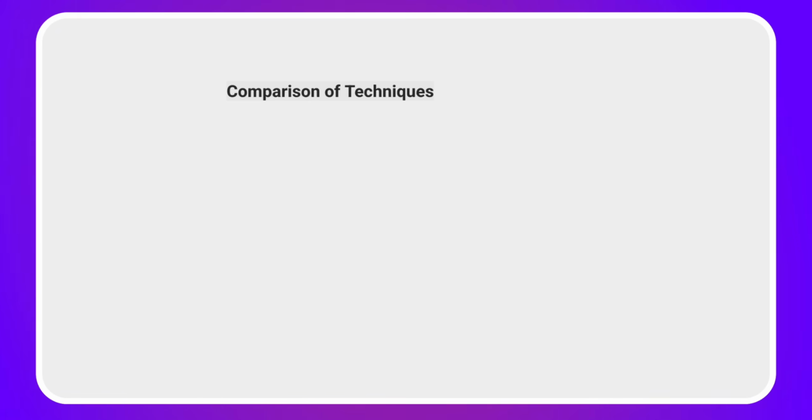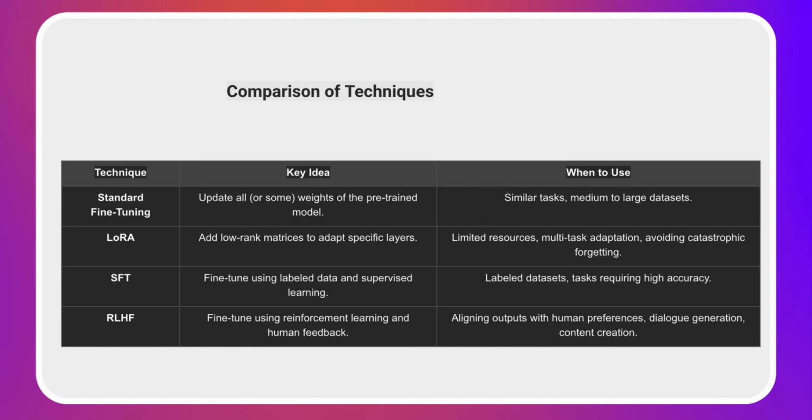Let's now look at the comparison of techniques. Now, this is just an overview, and you don't have to memorize this. You can always look at this so that you have some ideas on the techniques versus key ideas and when to use them. Just an overview of what we've just looked at. You can see here we have the technique in this column. We have standard fine-tuning, LoRA, SFT, and RLHF.